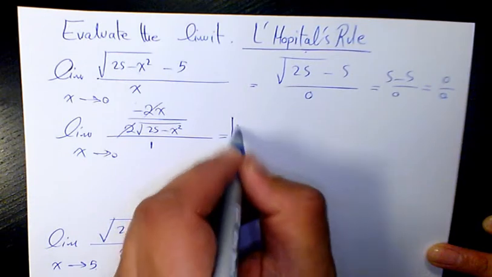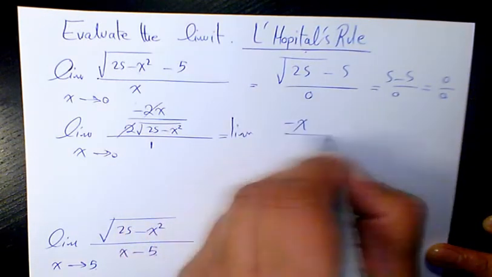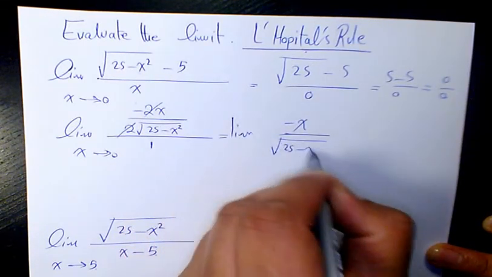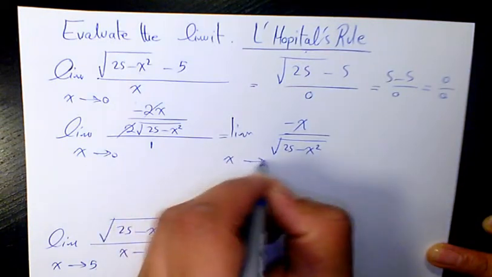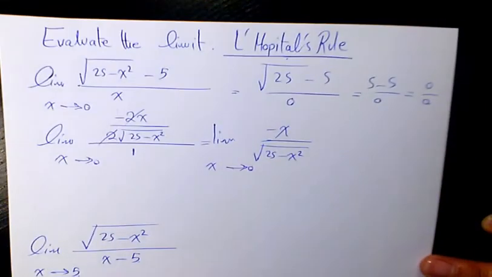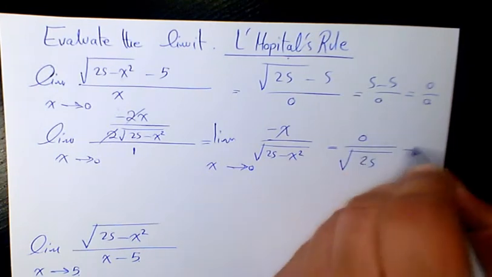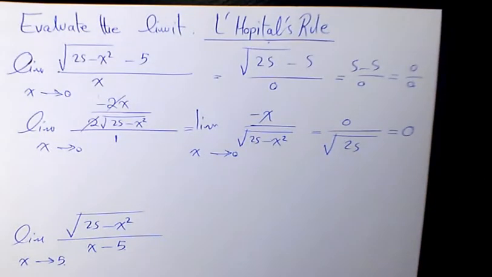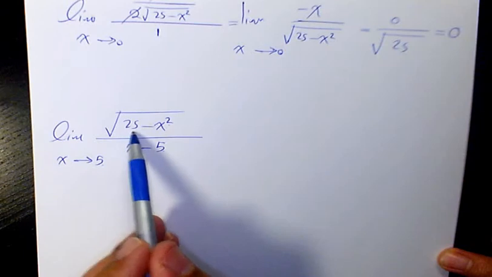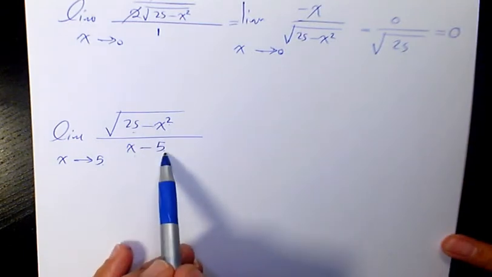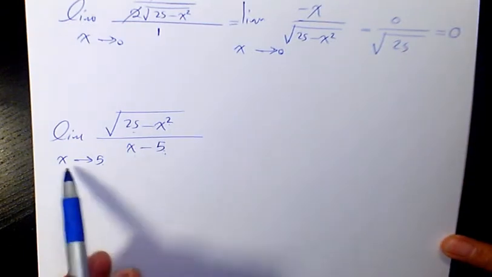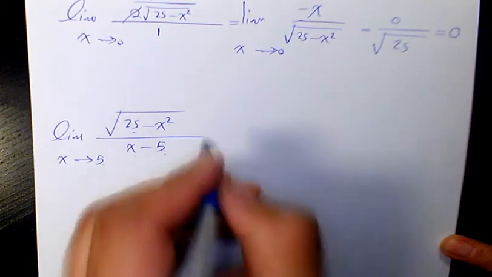It's going to be the limit of negative x over square root of 25 minus x squared when x is approaching 0. That's going to be 0 over square root of 25, which is going to be 0. Next example is square root of 25 minus x squared over x minus 5, when x is approaching 5.